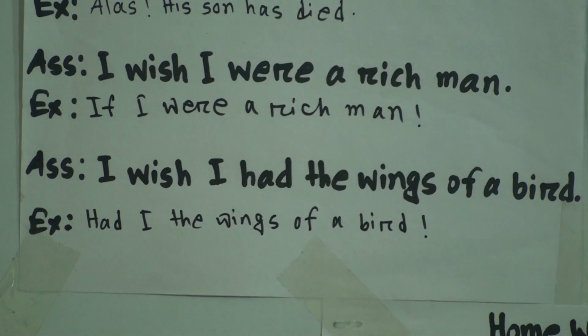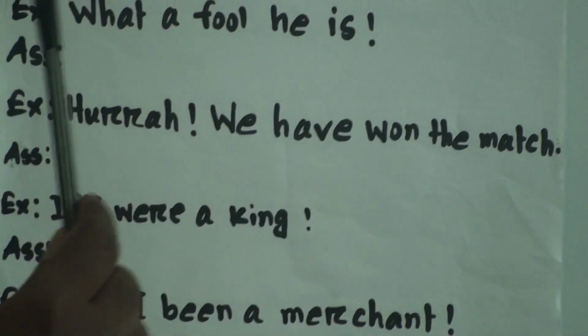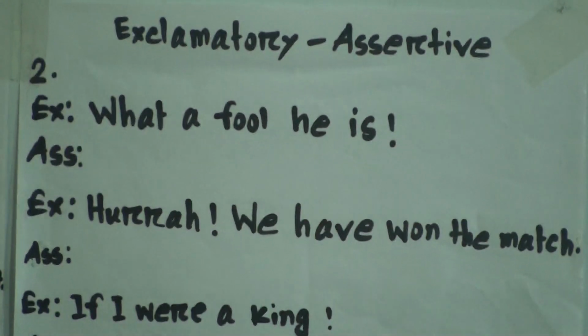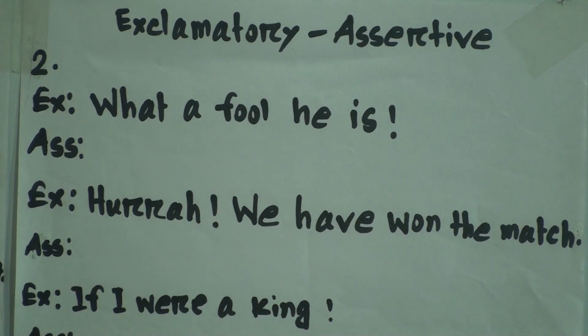Dear learners, now we will go to our next page. It is exclamatory to assertive. Look at the title. It is exclamatory to assertive. In our previous page, we have learned assertive to exclamatory. So look here also, 5 sentences.